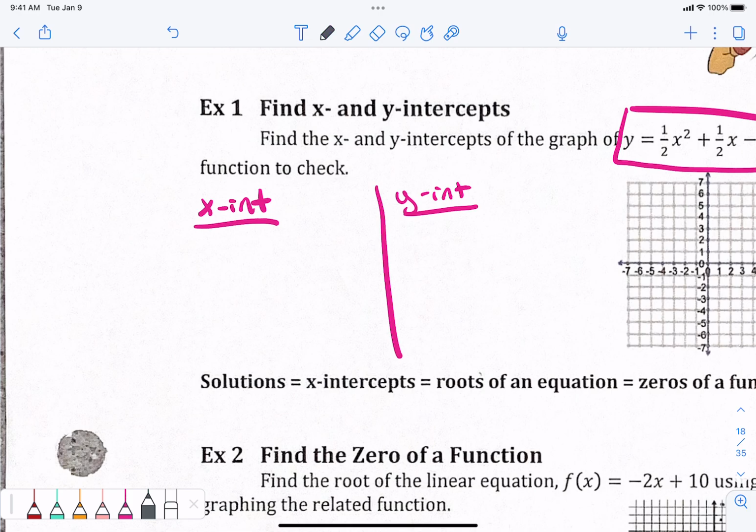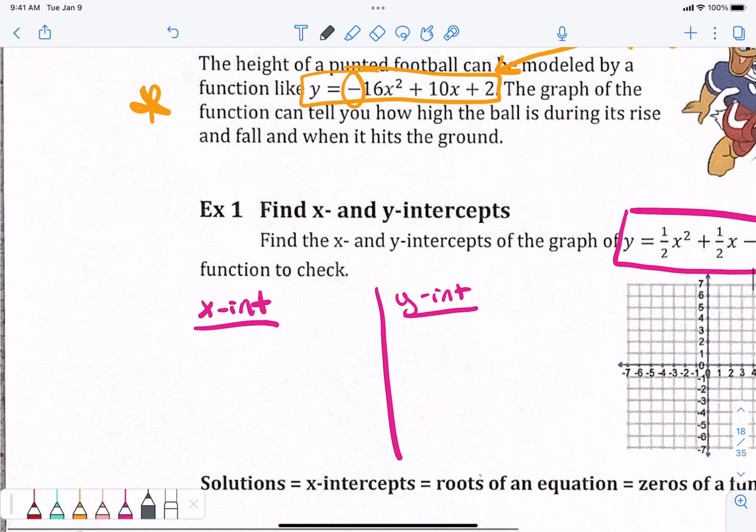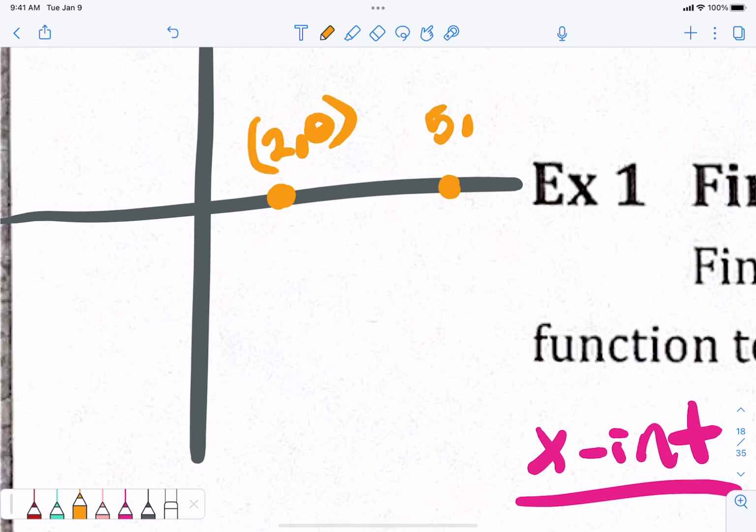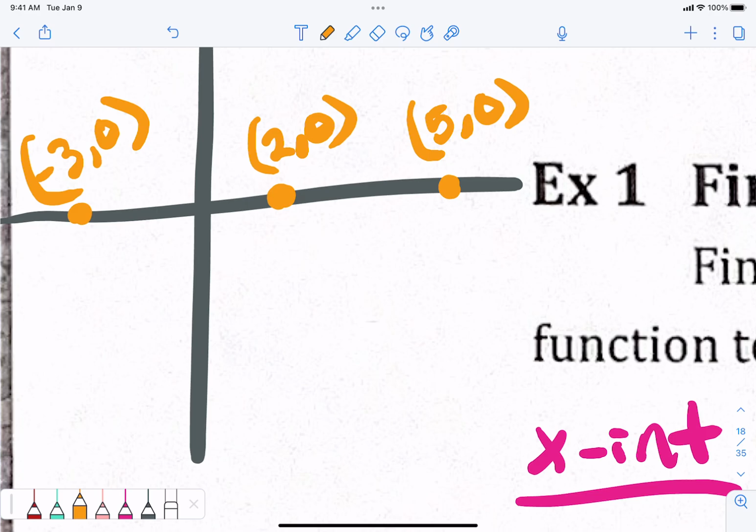So let's talk about x-intercepts real quick. I'm going to graph what some x-intercepts look like, and we're going to look at a trend. Here's an example of an x-intercept. Let's say that is at (2, 0). Here's another x-intercept at (5, 0). Here's another x-intercept at (-3, 0). Those are all x-intercepts. What do they have in common? They have a 0 as the y coordinate, right? The y coordinate is 0.